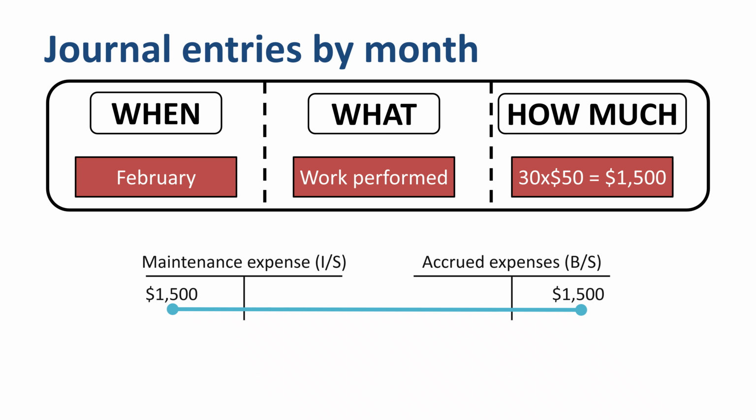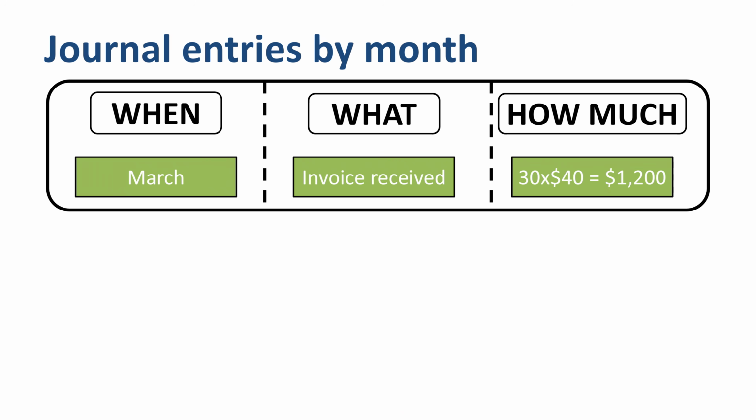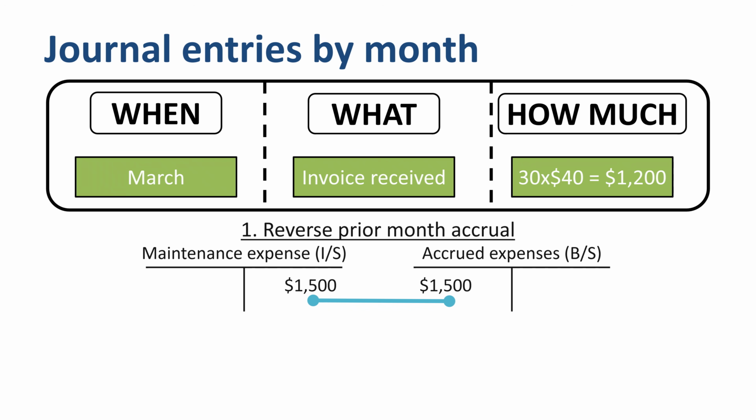When the invoice is received in March, we need to do two things. First, reverse the accrual journal entry. Reversing a journal entry means you cancel it out by booking the opposite of what you booked before. Credit maintenance expense in the income statement for $1,500, debit accrued expenses on the balance sheet for $1,500.